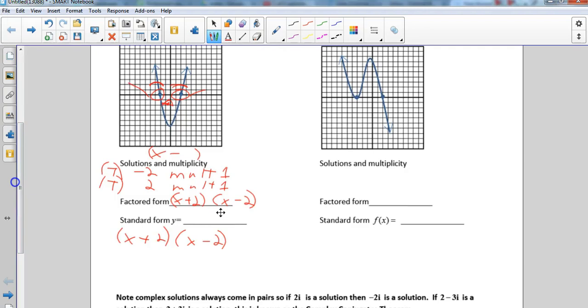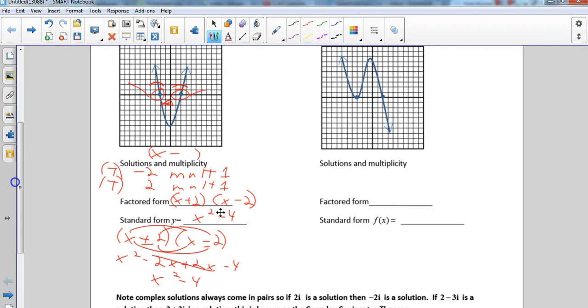So this is going to be a difference of squares. The middle terms are going to drop out because both parentheses are the same. One's plus, one's minus. So x times x, -2x, plus 2x, minus 4. Those cancel. We get x squared minus 4, and that is our standard form. That's simple.